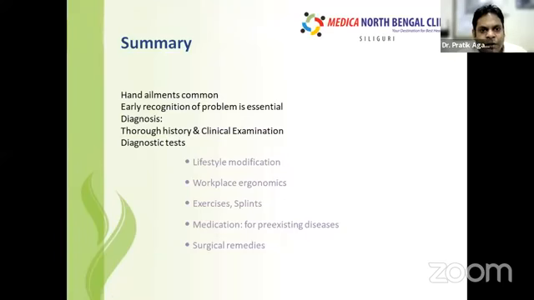So in summary, hand ailments are not uncommon in India. They are quite common disorders. Early recognition of the problem is essential. The diagnosis is made either by thorough history or clinical examination and by diagnostic tests. Mainly, we can avoid these repetitive strain disorders by lifestyle modification, having good workplace ergonomics, doing exercises, wearing splints, and medication in chronic cases. In some rare cases where there is no improvement with conservative measures, we can go with surgical remedies.